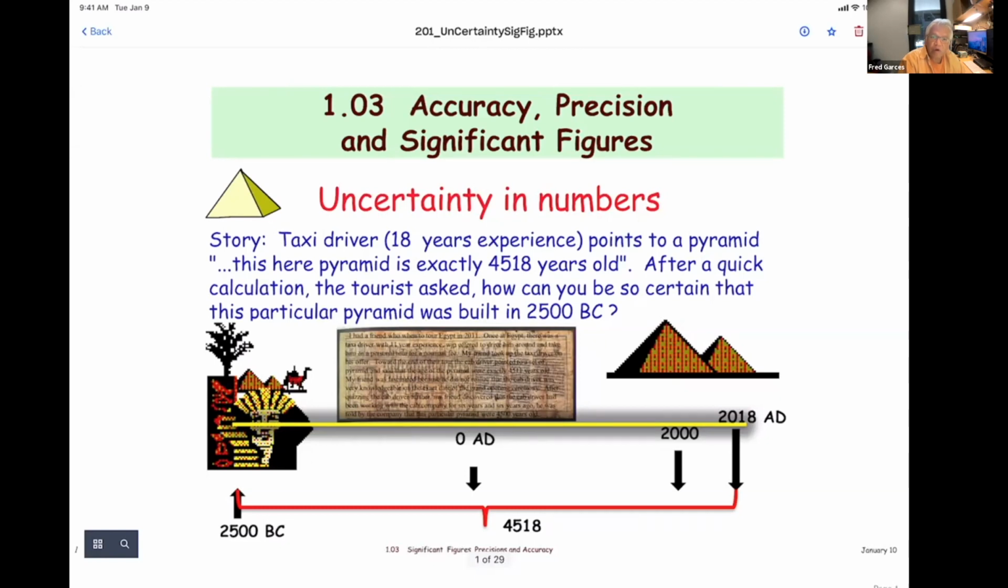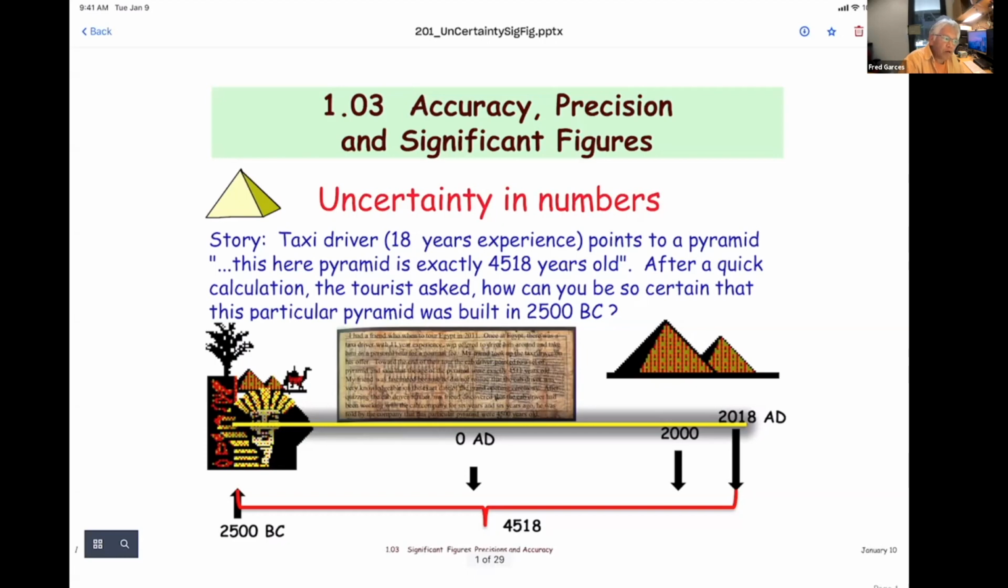And my friend asks, well, how do you know it's exactly 4,518 years old? And the guy says, well, when I worked here back in 2000, they told me it was 4,500 years old. Okay, they told me it was 4,500 years old, and I've been working for this company for 18 years. So I just add 18 years to that 4,500, and now I know it's 4,518 years old.